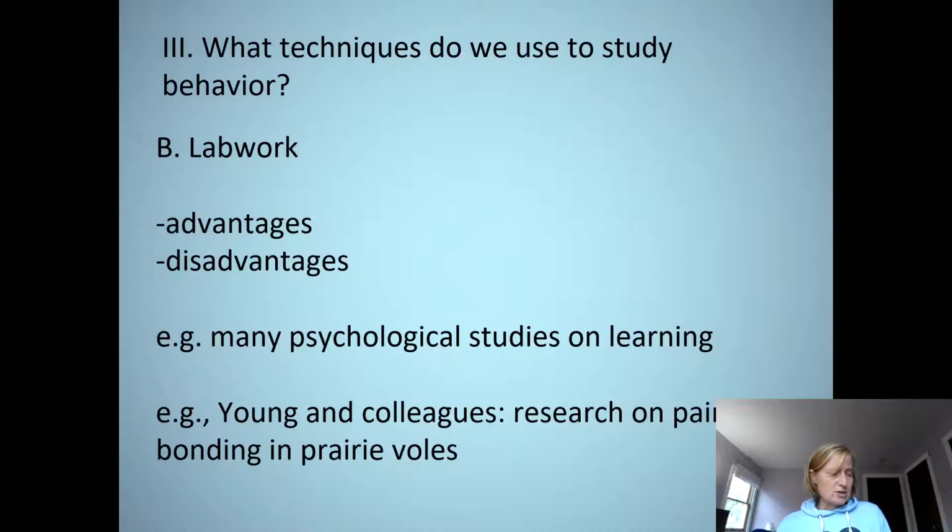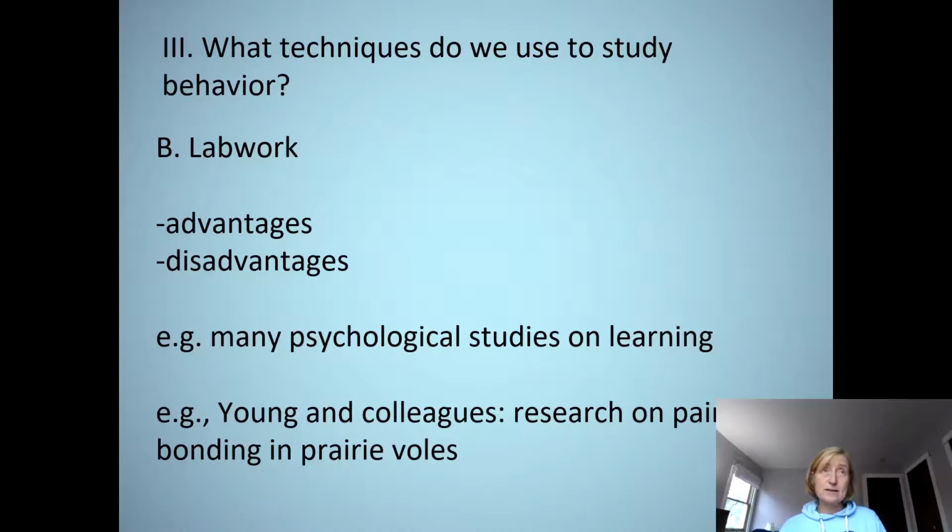The disadvantages are you have to always ask the question, does the behavior that you're seeing in the lab have any relationship to what really happens out in the wild, out in the world? Or is the behavior just kind of an artifact of your environment that you've created, this artificial environment?